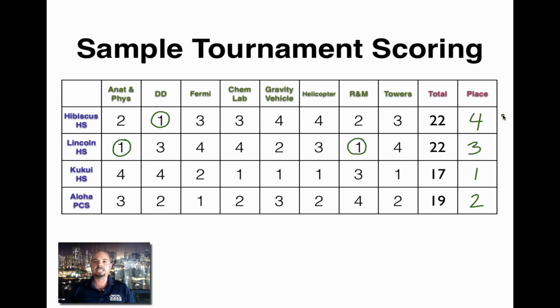Now, what happens if teams have the same number of first place medals? We go then to 2nd place medals. And if they have the same number of 2nd place, we go to 3rd place, and so on, and so on, and so on, until we get to a tiebreaker to determine the places.